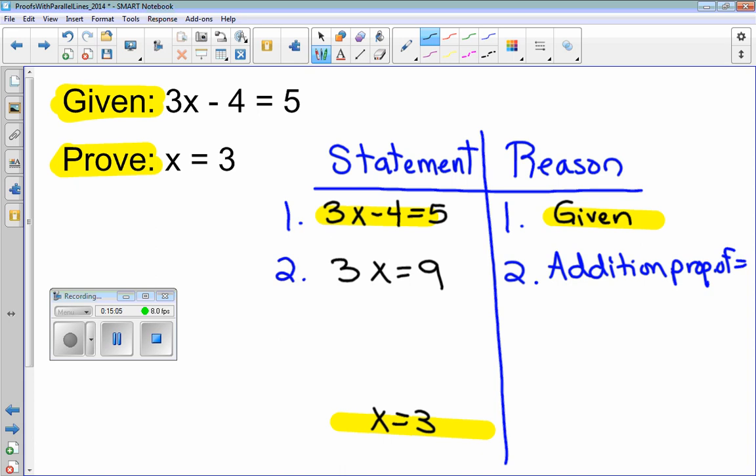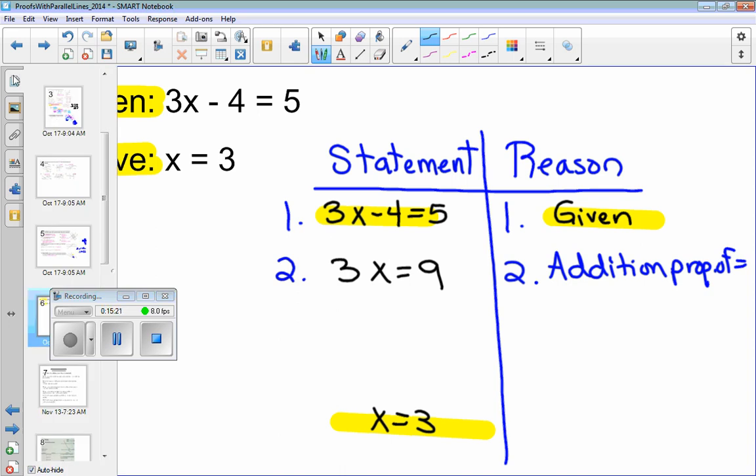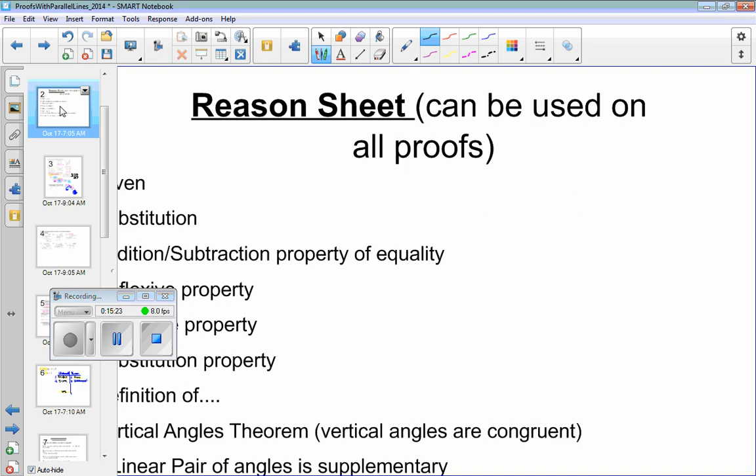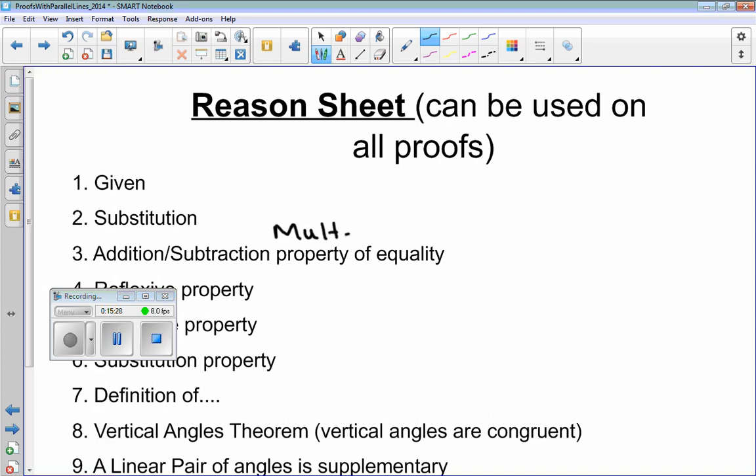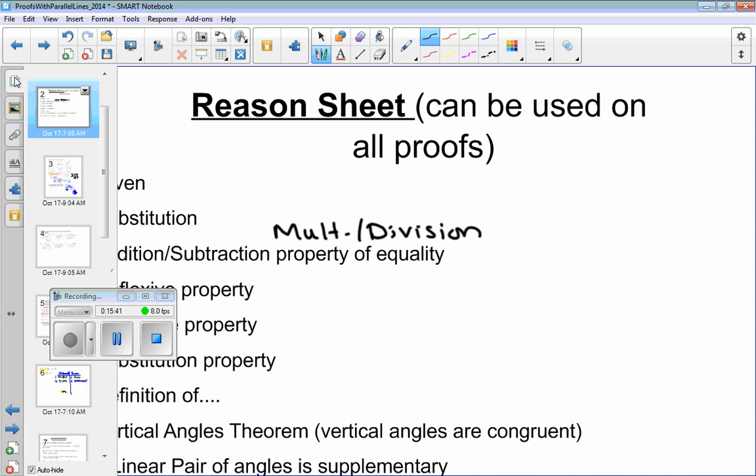Thinking back to algebra, what would the next step be to solve for x? Is division or multiplication one of the things on your reason sheet? Okay, it needs to be. So if you would, addition, subtraction. We don't use division that much in geometry, but if you would, go ahead and just say addition, subtraction, and then just go ahead and say multiplication, division. Okay, so it should be addition, subtraction, multiplication, division. They're all of those basic algebraic properties that we can use. Okay, so it should be there as well.